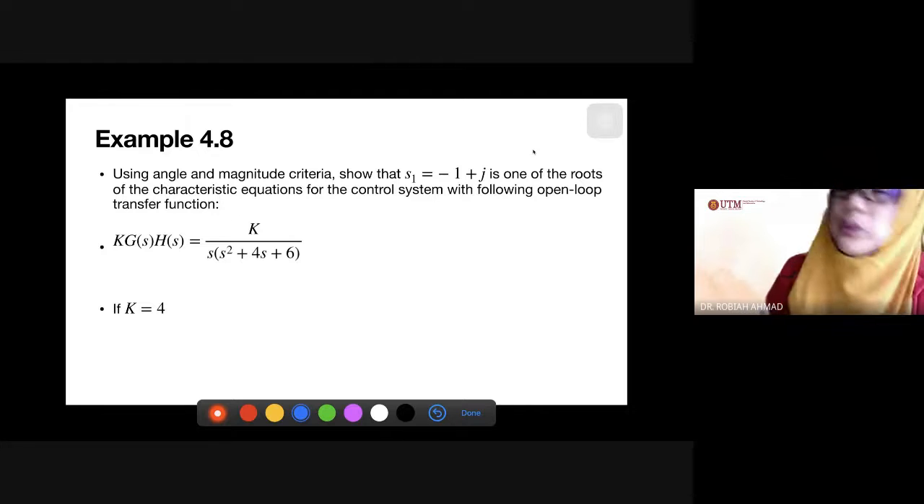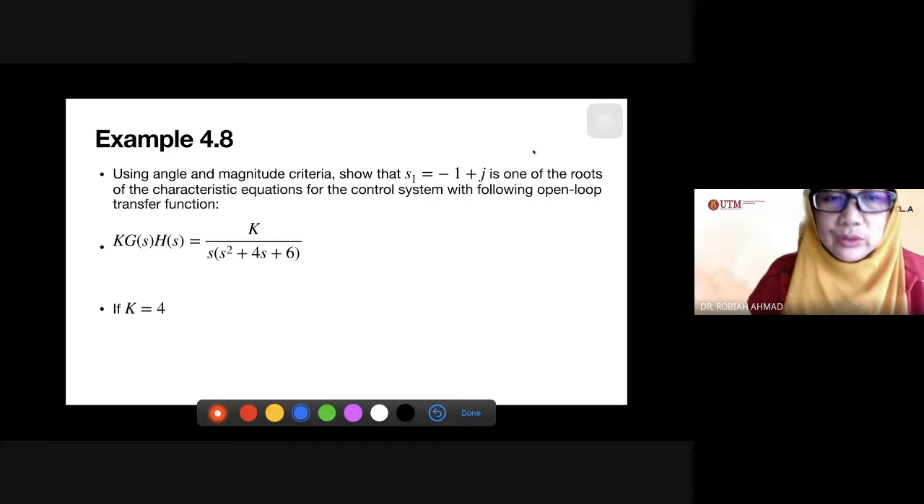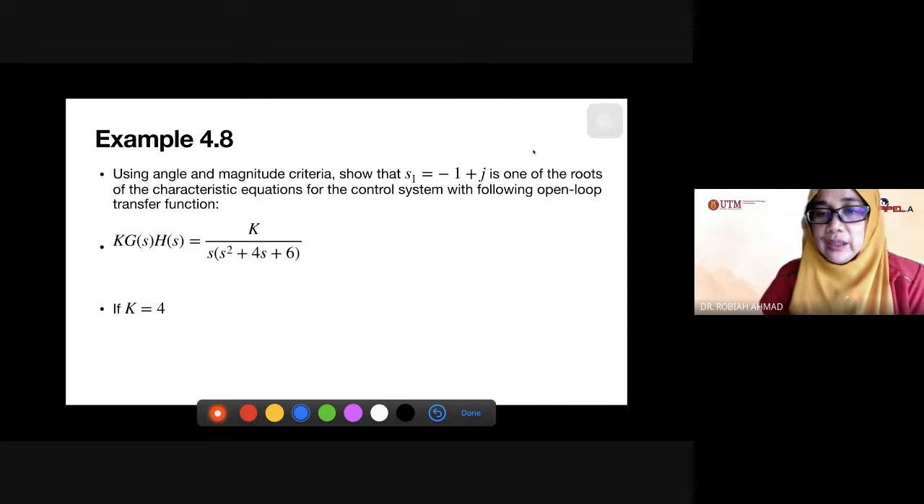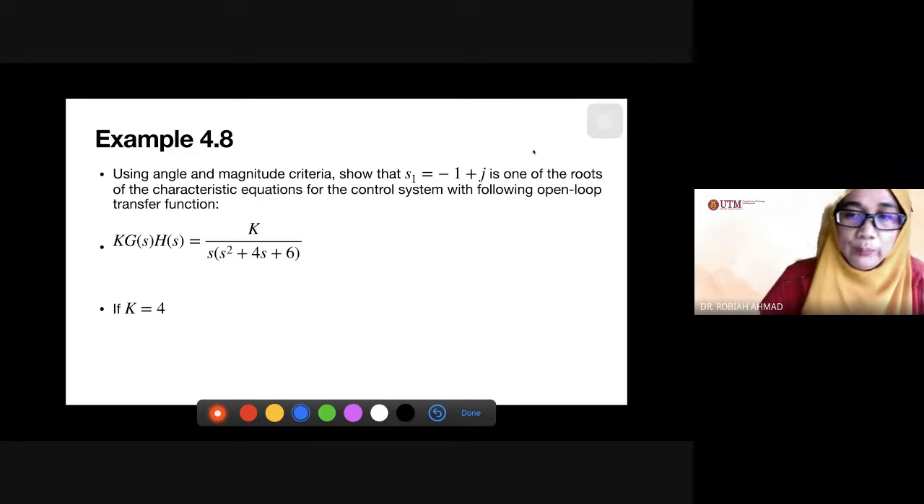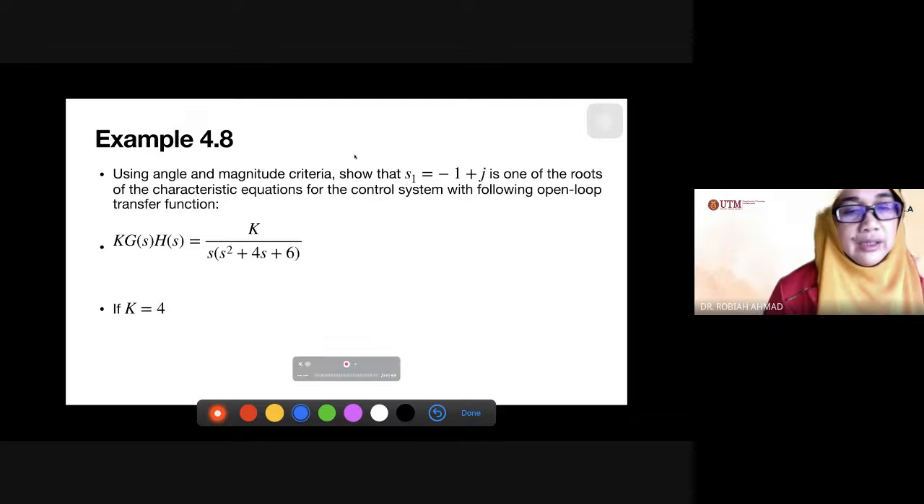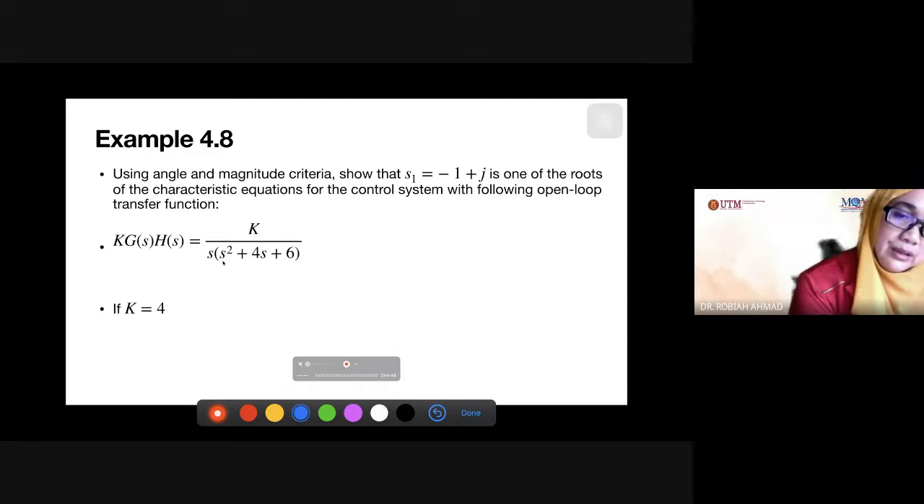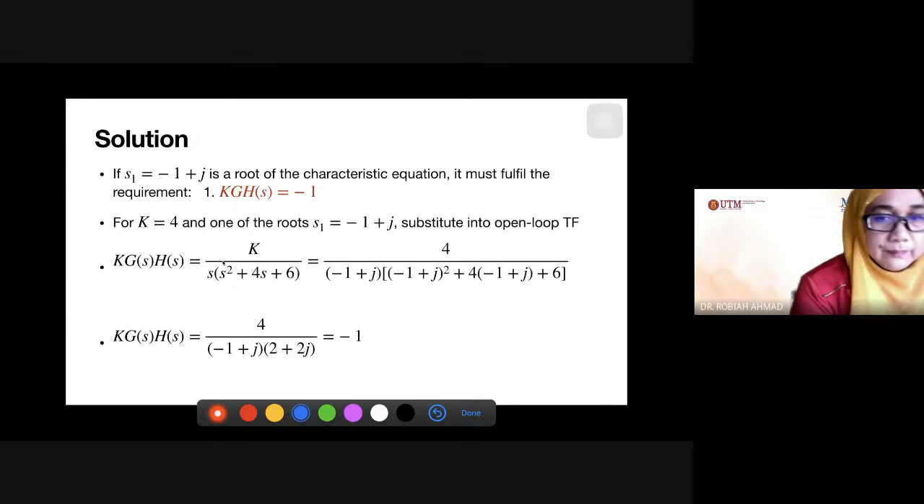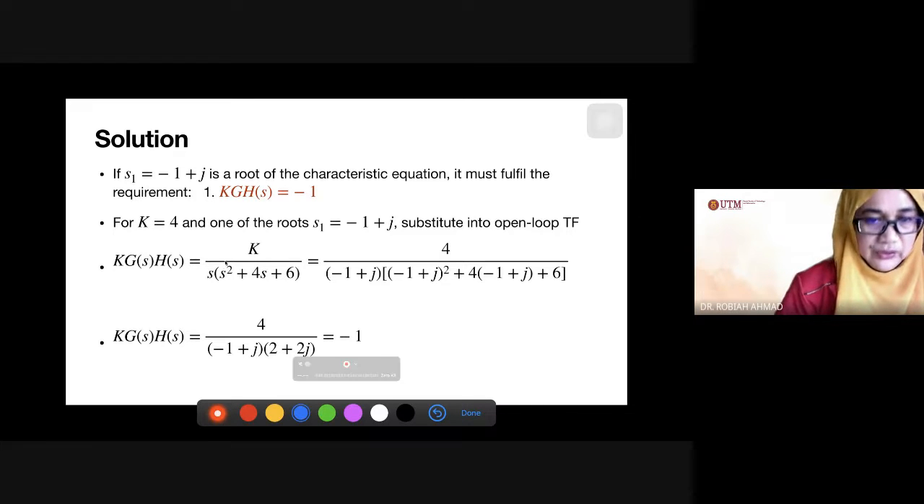Okay. The last one will be on using angle and magnitude criteria. Show that one of the roots of the characteristic equation for the control system with the following open loop transfer function. So let's say we have open loop transfer function k over s squared plus 4s plus 6, and given that k equal to 4, in this case our system is a third order system. So we put the s into the equation. So finally we have this equation. So our KGH will be 4 over -1 plus j, 2 plus 2j equal to 1.